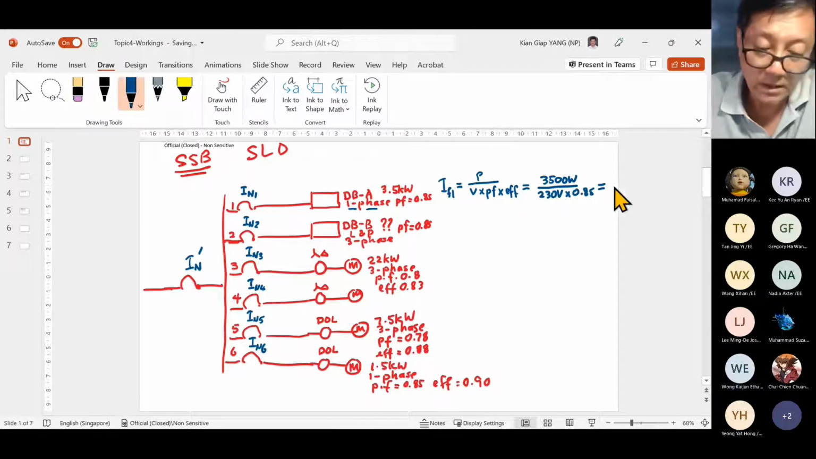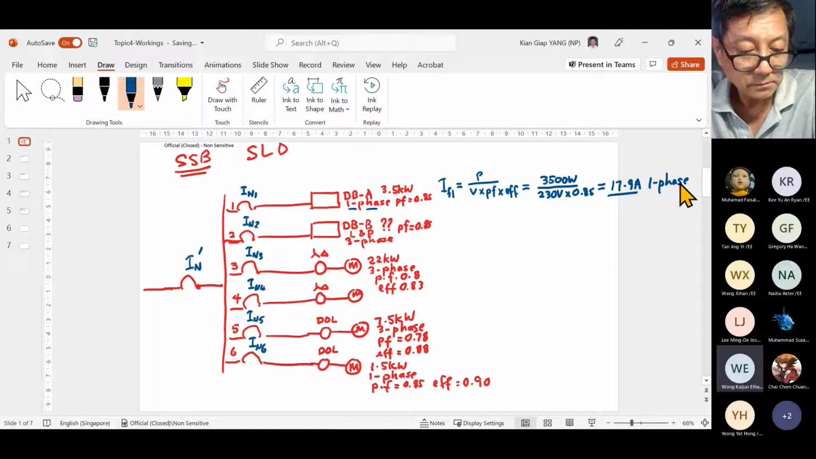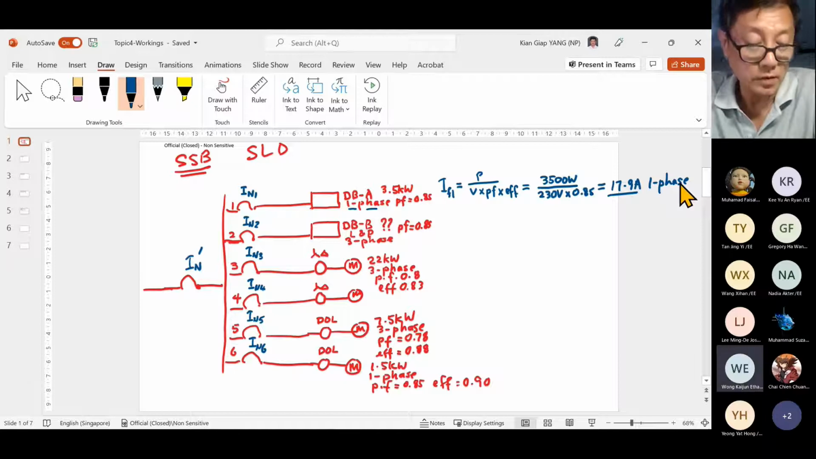17.9. Okay, once I get this current, 17.9 ampere, single phase, I remember that. What do I do next? Multiply by 2.5, right? Why multiply by 2.5? Is it required to multiply? When do we multiply by 2.5?